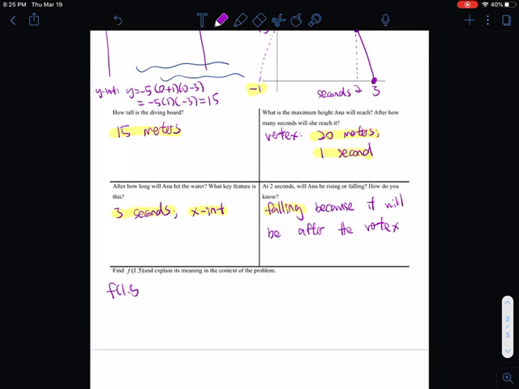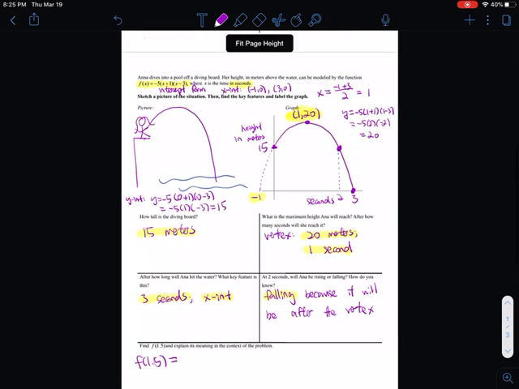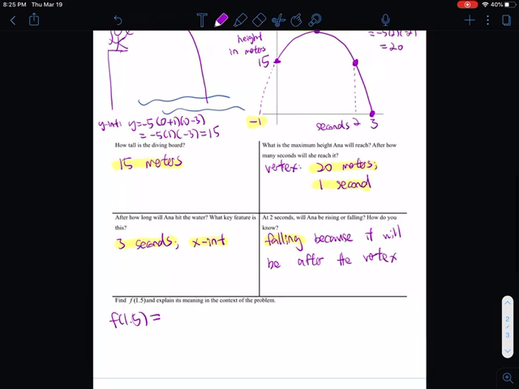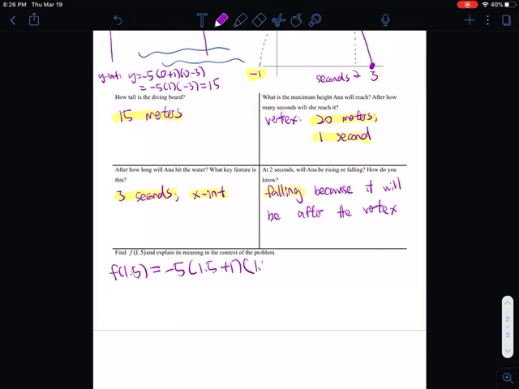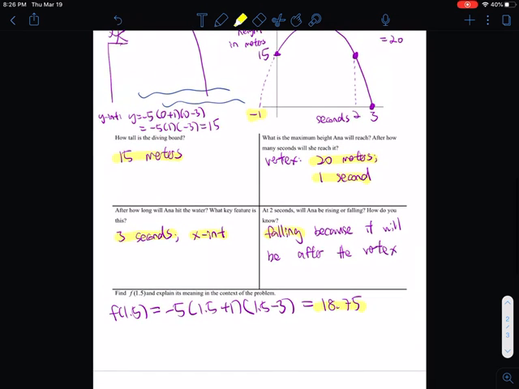And then lastly, find f of 1.5. So very similar to what we did before. Let's go ahead and plug the value into the equation. So it will be -5 times x plus 1, so 1.5 plus 1, and then times x minus 3, so 1.5 minus 3. And again, for this part, you can just use your calculator. And you should end up getting 18.75.